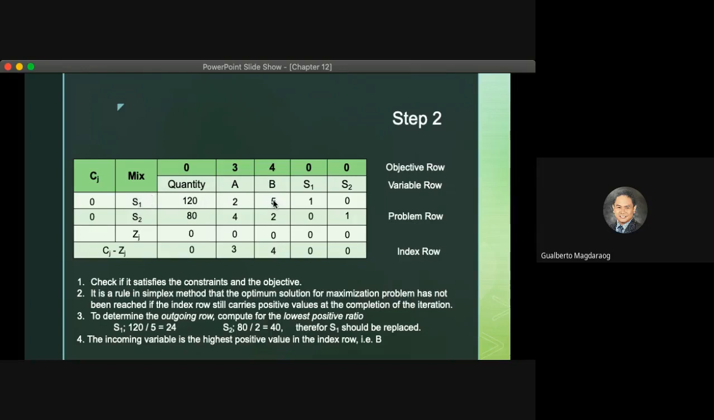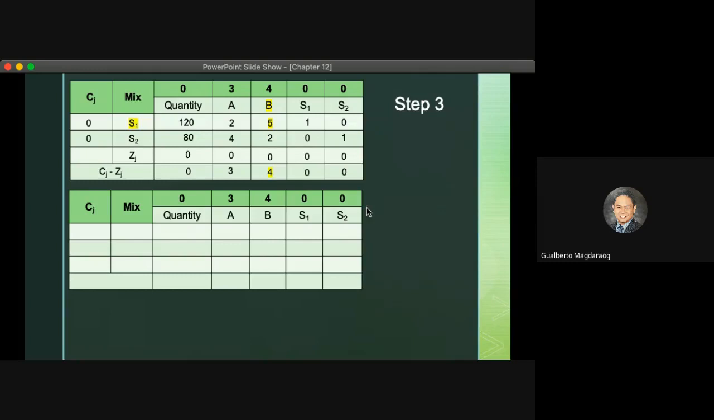Now, alin ang ipapalit natin? The highest value in the index row, and that is B. So we will replace S1 by B. Okay? Ito yun, no? So, 4 is the highest value, positive value in the index row. We get the ratio of each amount doon sa each row, and we were able to identify S1 as the lowest positive ratio, that is 120 divided by 5. Kaya ito yung pagpapalitin natin.